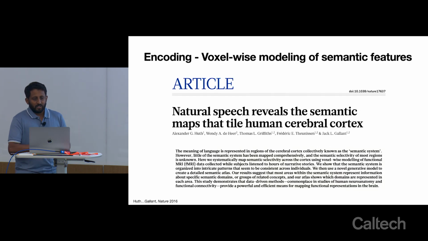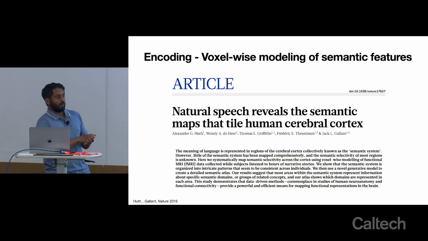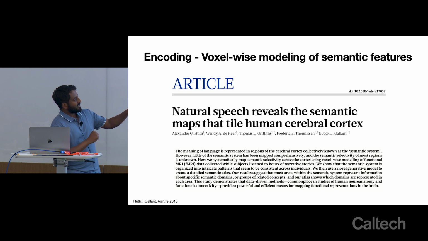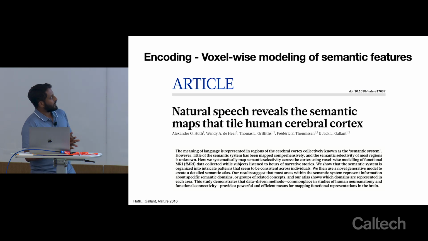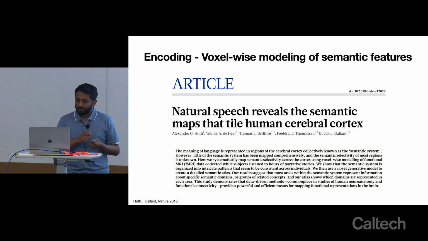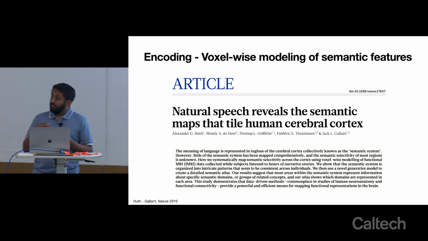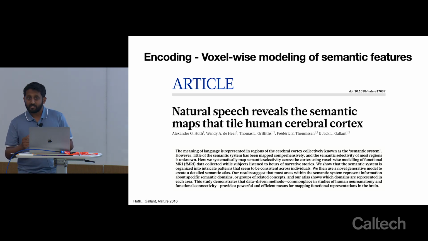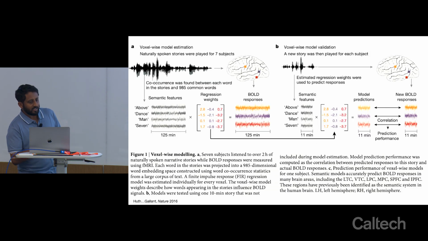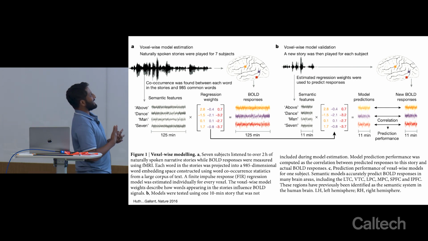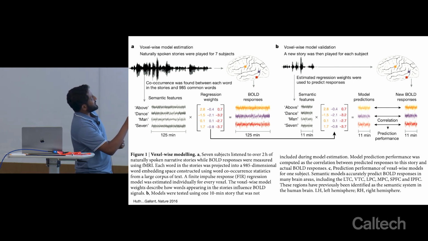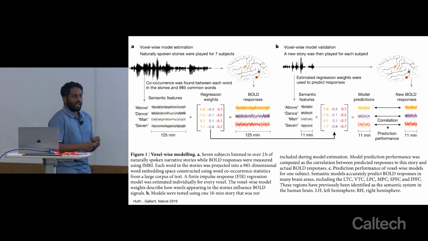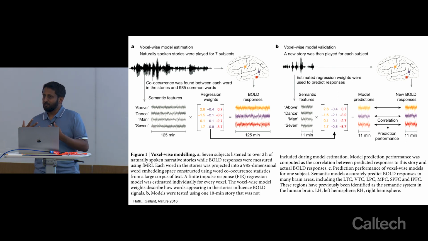Okay, so the encoding process. This isn't exactly what they used, but it's based on this paper from Alex Huth when he was in Jack Gallant's lab, this Nature paper from 2016, on voxel-wise modeling of semantic features. The basic idea here is, and here's where I'm going to start sounding like a complete idiot, I apologize, the subjects are in the scanner, and they're just listening.